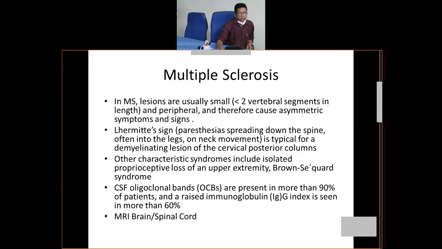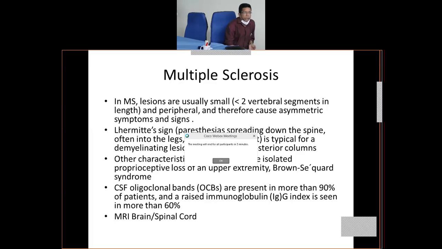So in multiple sclerosis, lesions are usually small, less than 2 vertebral segments, and peripheral, and it causes mostly asymmetric symptoms and signs. Lhermitte sign, that is paresthesia spreading down the spine, often into the legs on neck movement, is typical for demyelinating lesions of the cervical posterior column. Other characteristic symptoms are isolated proprioceptive loss of upper extremities and Brown-Sequard syndrome. If you do CSF analysis, you will get oligoclonal bands, and sometimes you have to do IgG indexing, and definitely by MRI brain or spinal cord you can see specific lesions for demyelinating disease.